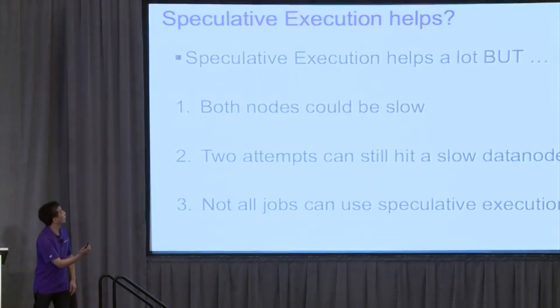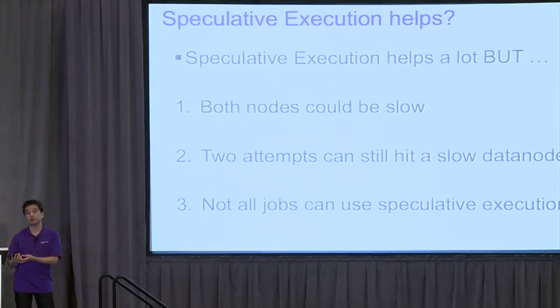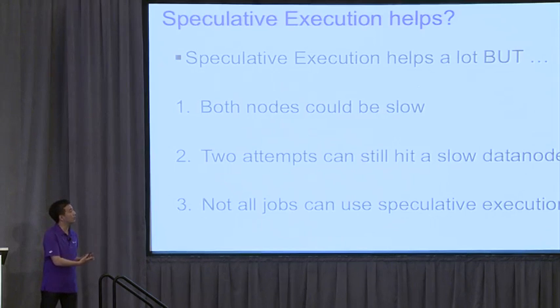So in reality, speculative execution helps a lot. It works. But both nodes could be slow, or you could be reading from the same slow data node. Or in some cases, not all jobs can use it. I have users telling me that they cannot run speculative execution because they have some external dependency, like a connection to the database, or they don't want to consume so much network outside the cluster.